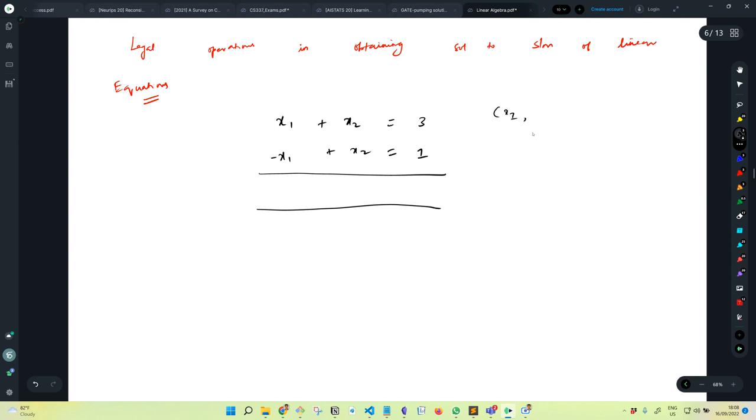Solve it using how you usually will solve. How will you obtain the solution to x1, x2? I think this exercise we did in the last class. So, let me go ahead and do it. First thing you will do is make R2 equals R2 plus R1. When you do that, you will get 0 times x1 plus 2 times x2 equals 4. This will give you that x2 equals 2.